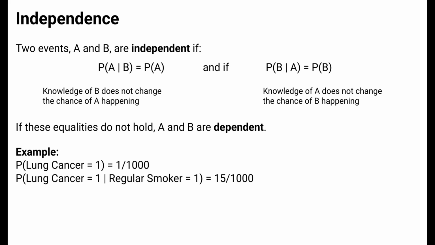Using the lung cancer example, recall that the chance that a random person has lung cancer is 1 in 1,000, a marginal probability. We saw that the chance of lung cancer conditional on being a regular smoker, that is the chance of lung cancer among regular smokers, was quite different. It was 15 in 1,000. The fact that these two probabilities are different tells us that the events having lung cancer and being a regular smoker are dependent. Knowledge that someone is a regular smoker does change the marginal probability that they have lung cancer. It increases that chance. So this was an example of dependence.